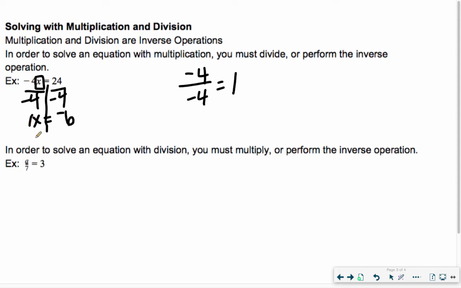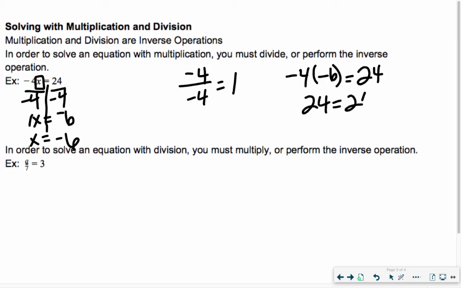Now again, this 1 is not necessary, so you could just say x equals negative 6. This is how I would like to see it on your paper. I don't want to see the 1x as your final answer. Again, we could check this. Negative 4 times negative 6 is in fact 24 because a negative times a negative is a positive. So when you have multiplication, you do the inverse, division.